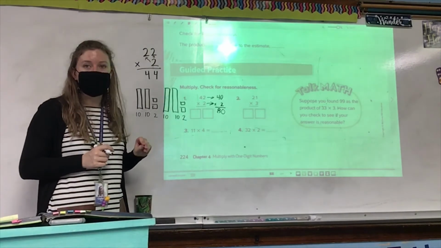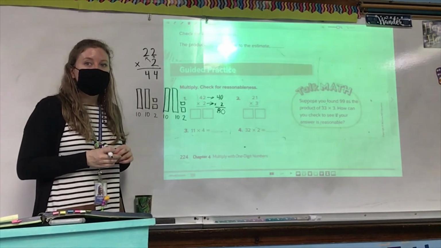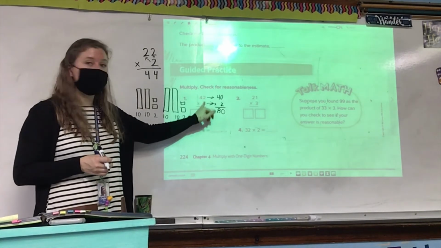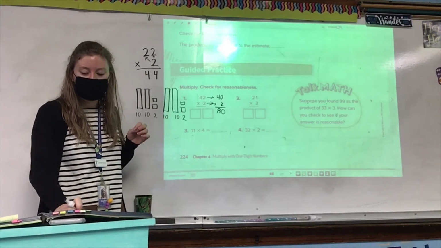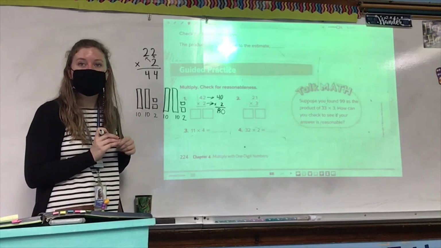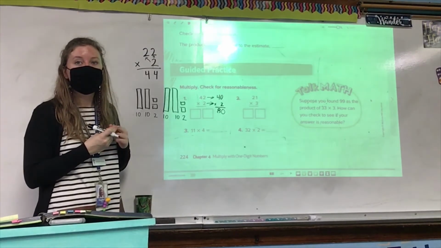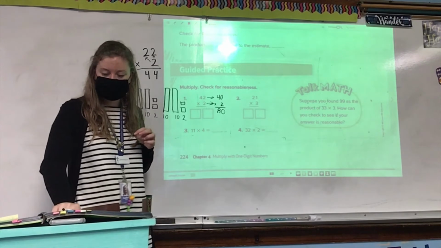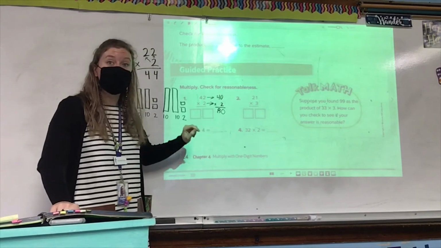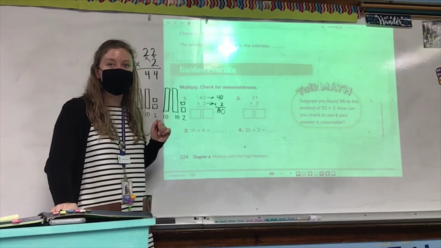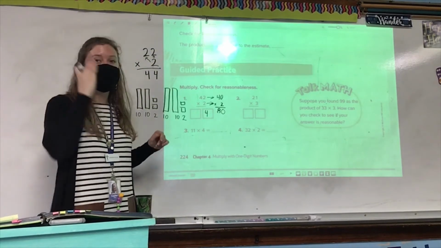Okay, 42 times 2. Mason, what's step 1 to do what? Every single time, no matter what digits are here, do we always do 2 times 2? No. Look at the example 2. What does it say step 1 is? What does it say in blue? Multiply the ones. Well, in this case, we have 2 times 2. What is 2 times 2? 4.